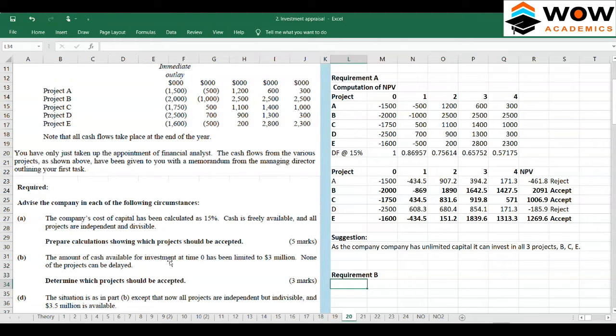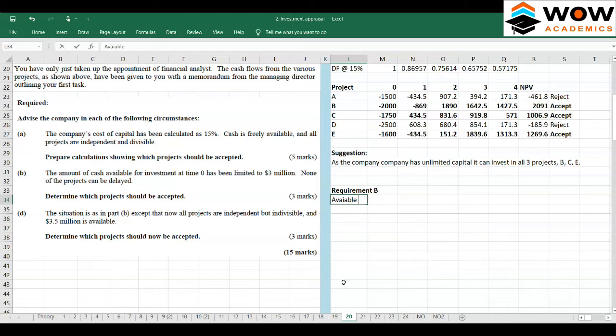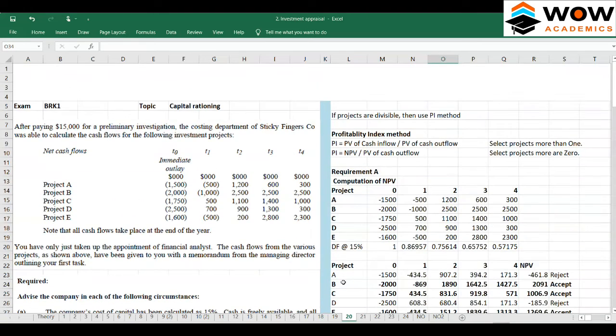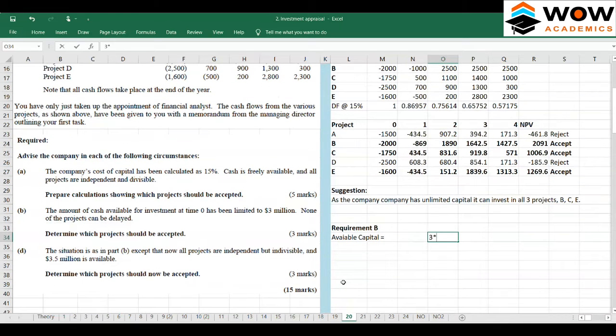So requirement B is that the amount of cash available for investment at time 0 has been limited to 3 million. Okay, so the total availability of capital is 3 million, right? So we can put it like this: available capital equals 3 million.